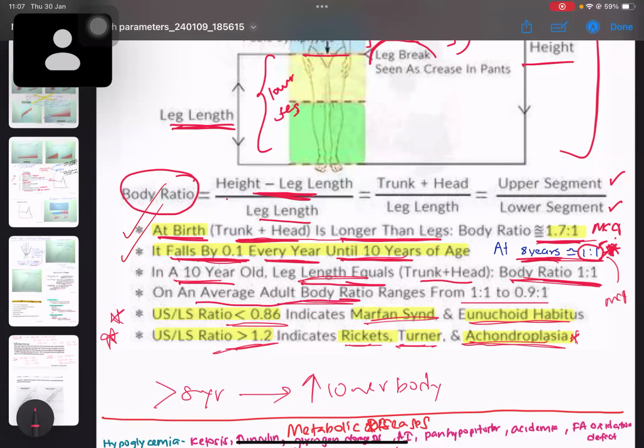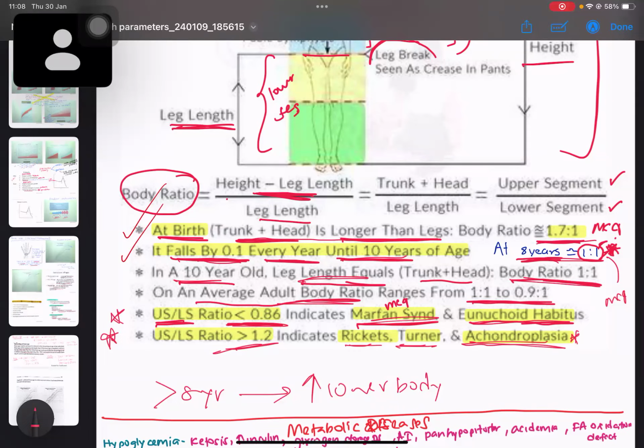On average, the adult body ratio ranges from 1.1:1 to 0.9:1. This is the normal adult body ratio range. If the upper segment to lower segment ratio is less than 0.8, it indicates Marfan syndrome. You should know this can be an MCQ: in Marfan syndrome, the ratio will be less than 0.8.